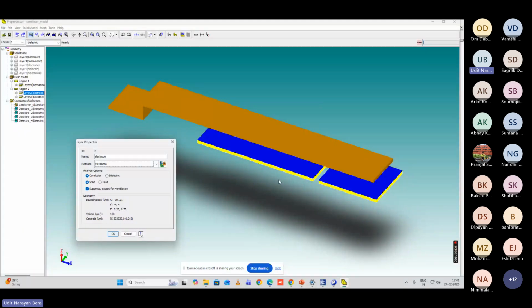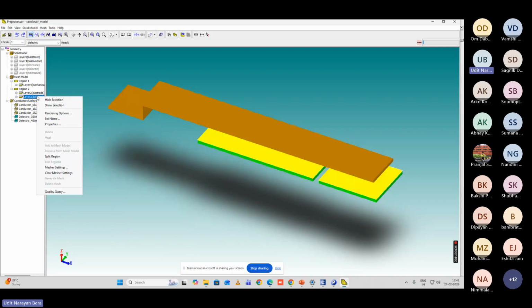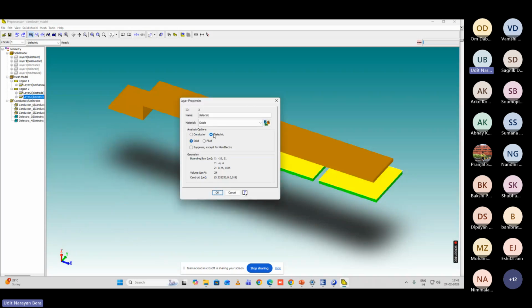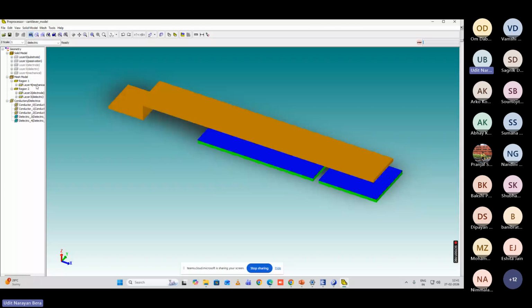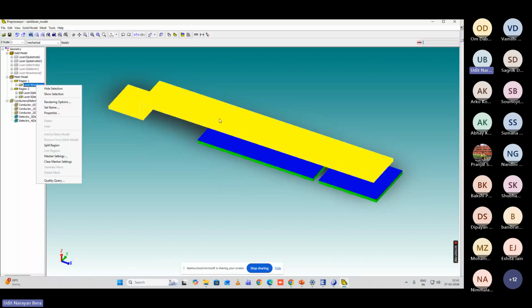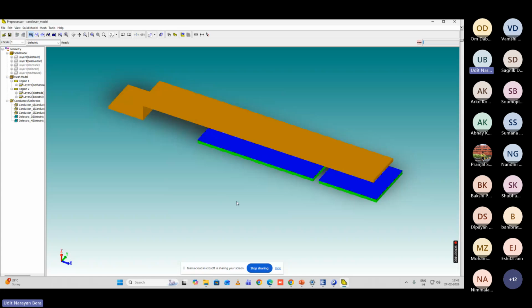Okay, so let's click OK, then go for the dielectric, then again check it is a dielectric. Also make sure that it is suppressed except for MEM electro. Okay, now come to the fourth layer, this one. I am not changing it for MEM electro because this is the main part, so let it be as it is, no problem. So these are the basic properties we have set.